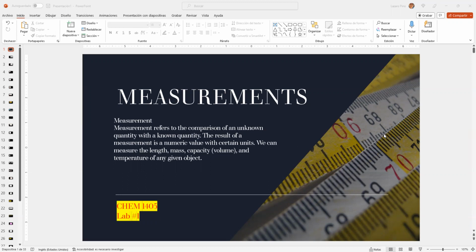Or you are going to measure the capacity of a liquid, and using a graduated cylinder, you will report it in milliliters, or the temperature using a thermometer that can be in Celsius degree.